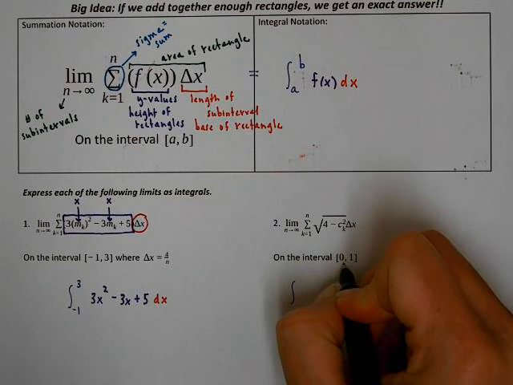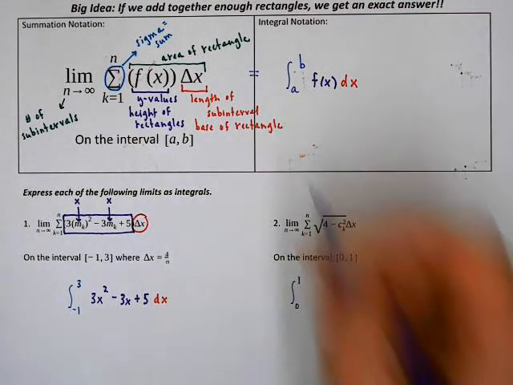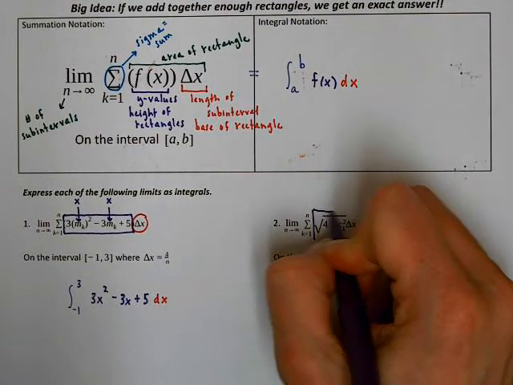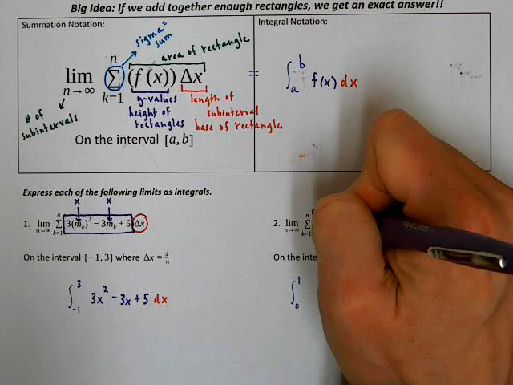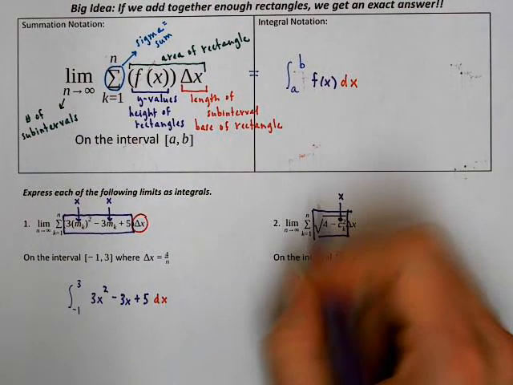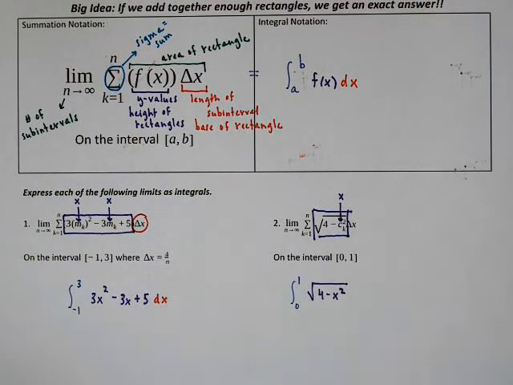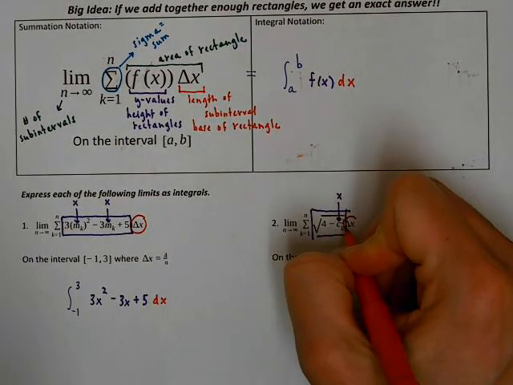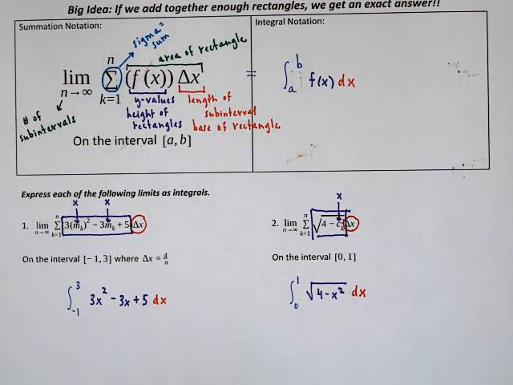So the next one works very similarly. We have the integral. My bounds come from my interval. My function is here, the square root. And this c sub k is just my x. So what I have is the square root of 4 minus x squared. And then the delta x becomes my dx. So I have expressed that limit as an integral.